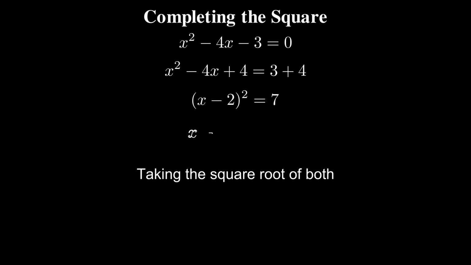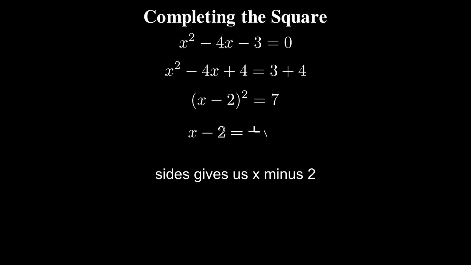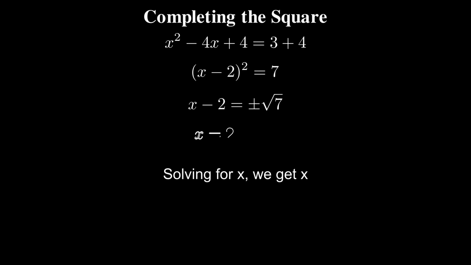Taking the square root of both sides gives us x minus 2 equals plus or minus the square root of 7. Solving for x, we get x equals 2 plus or minus the square root of 7.